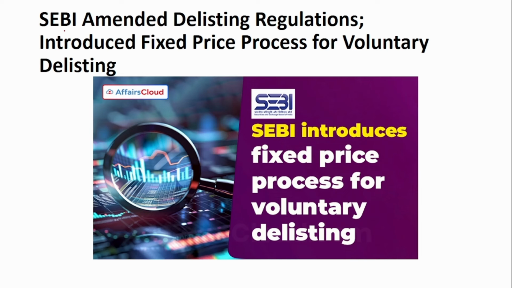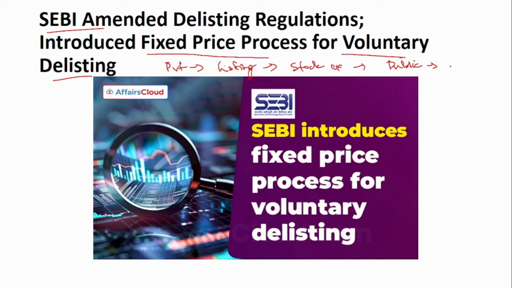The next news is about SEBI introducing a fixed price process for voluntary delisting. When a private company wants to sell its shares to the public in order to raise funds, that process is called listing. So it gets listed in the stock exchange. Similarly, when a public company wants to buy back its shares from the shareholders and get converted into a private company, that process is called delisting. So it gets delisted from the stock exchange.